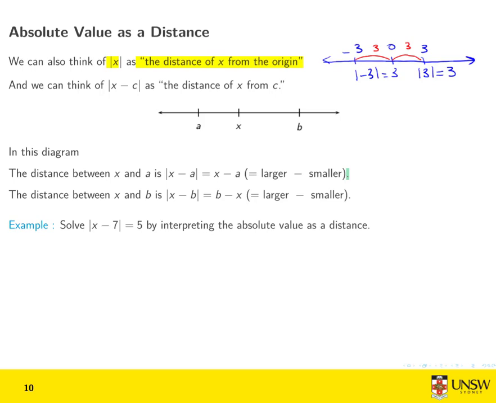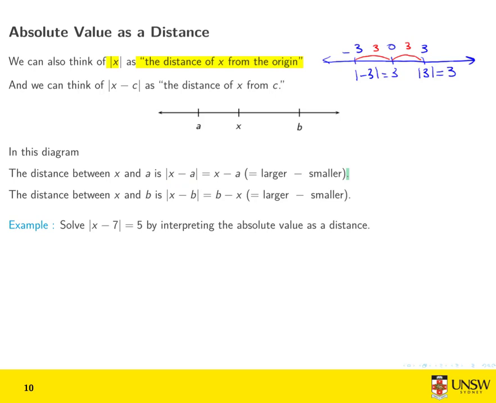Now let's look at the picture we have below. If we want to calculate the distance between x and a, so that is this distance here, what we would normally do is do the large one minus the small one. That's your x minus a. And this turns out to be the same as the absolute value of x minus a.